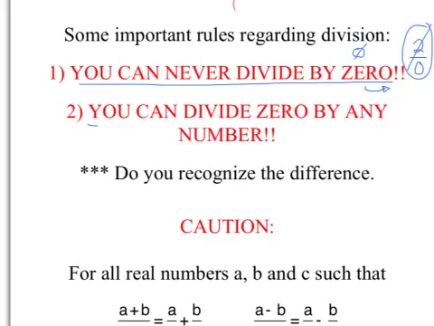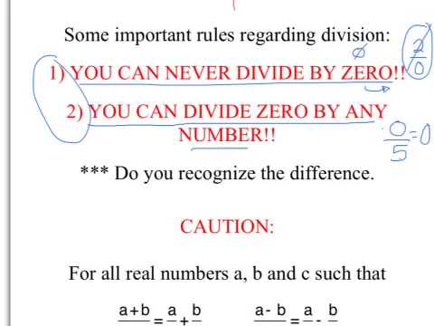However, you can divide 0 by any number. That would be something like 0 over 5, okay? 0 over 5 you are allowed to do because how many times does 5 go into 0? Well, it goes 0 times.